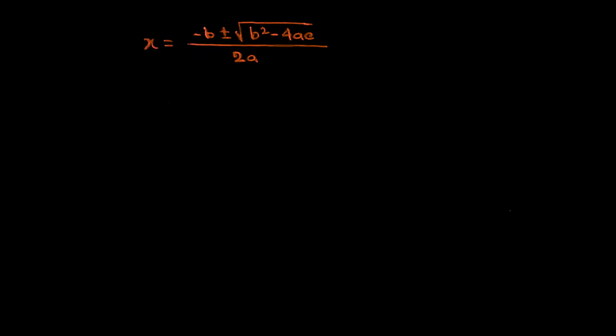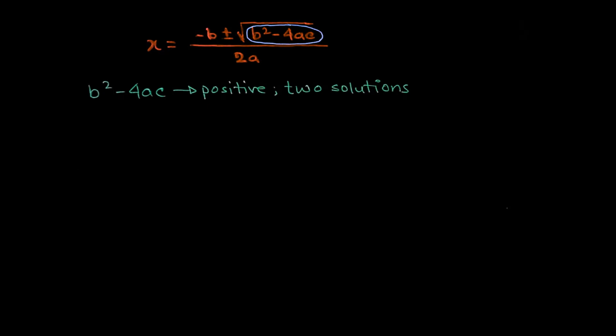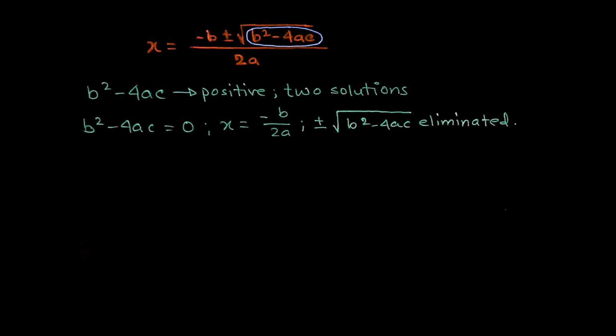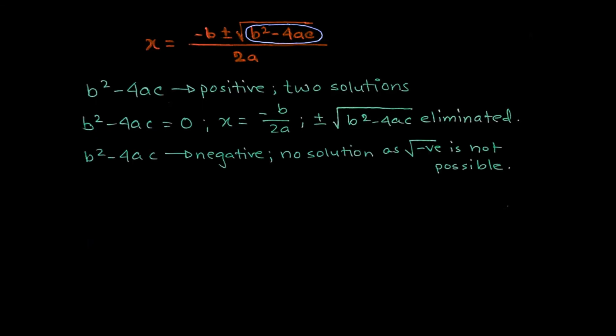Let us go back to our general formula. x is equal to minus b plus minus root over b square minus 4ac divided by 2a. In this formula, b square minus 4ac is inside the square root. Now, if b square minus 4ac is positive, there will be two values of x indicating two roots. We already know this. But if b square minus 4ac is equal to 0, the root over part will be eliminated since root over 0 is equal to 0. Therefore, the plus minus part will be eliminated, giving us x is equal to minus b divided by 2a. That means there can only be one root.